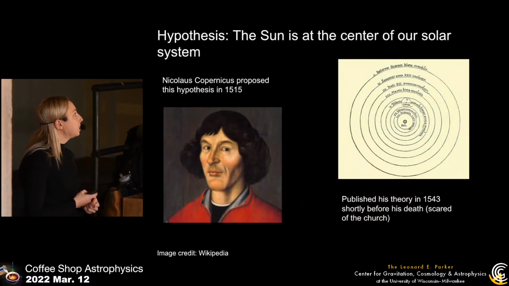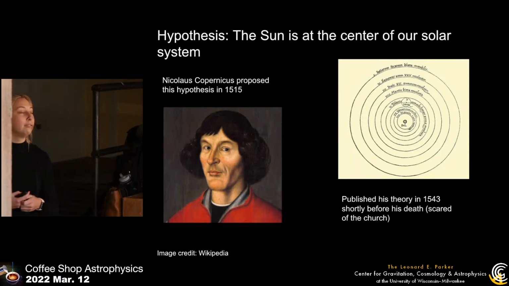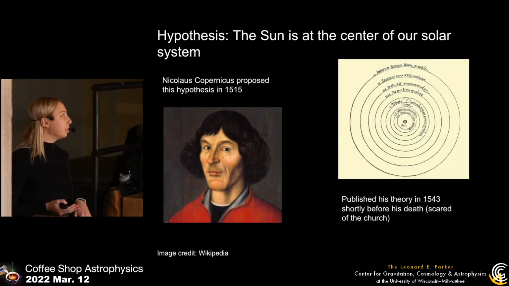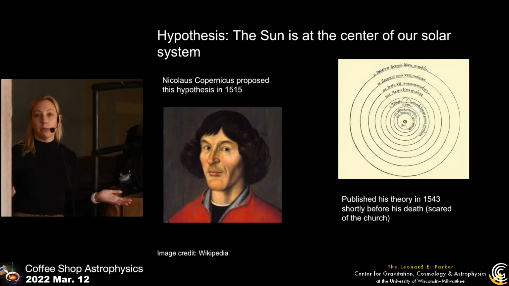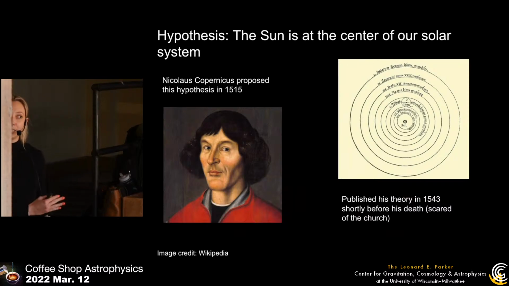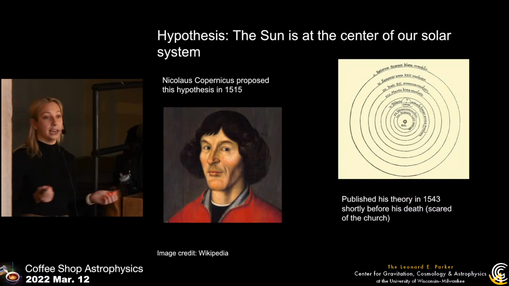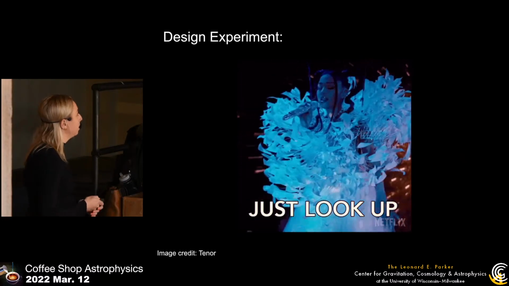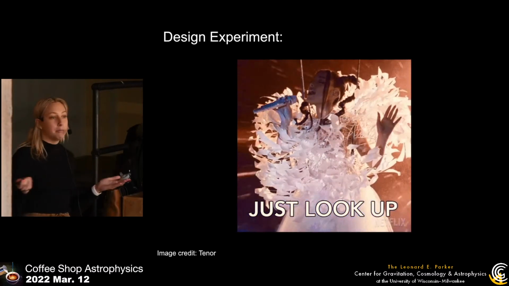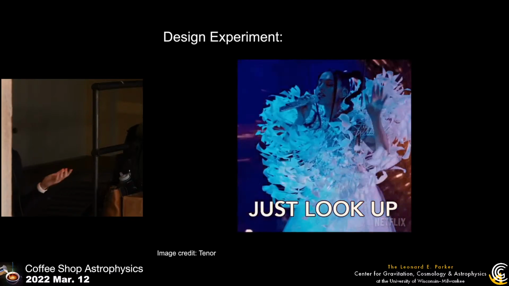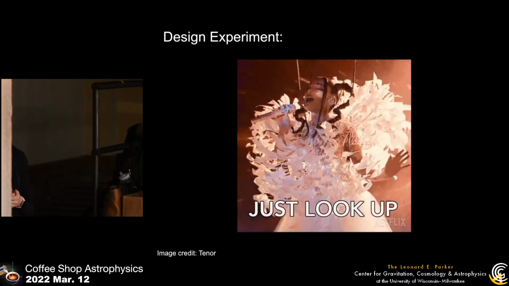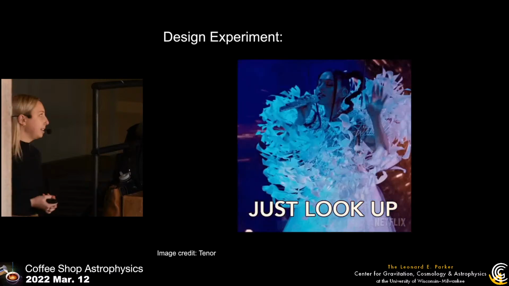So a Polish priest, Nicholas Copernicus, who you've probably heard of, proposed the hypothesis that maybe the sun is at the center of our solar system in 1515. He didn't publish his theory until 1543, shortly before his death, probably because this theory went strictly against the teachings of the church, which was not something you did in that time unless you wanted to be excommunicated. So, to design this experiment, there's not much you can do in the 16th, 17th century, except for looking up in the sky and maybe writing down your observations, but nothing too fancy.